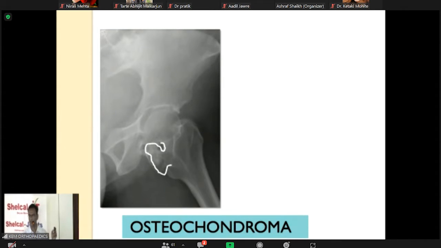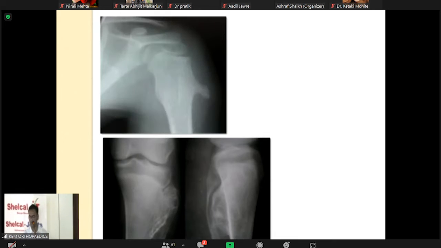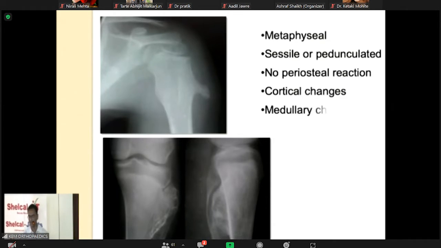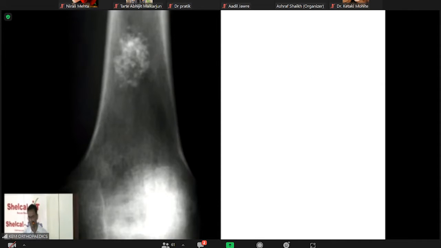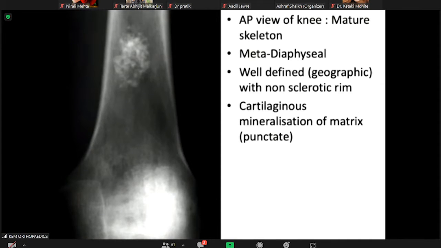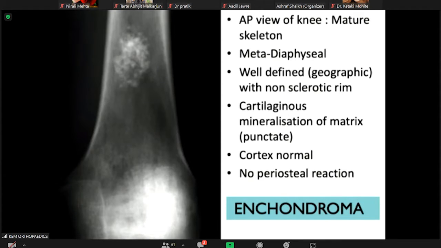So this is how your osteochondroma looks. Metaphyseal, sessile or pedunculated, no periosteal reaction. I'm not hurrying up where there is not that much. So this is again how an enchondroma, the cartilaginous lesion in the diaphysis, looks. Cartilaginous punctate sort of calcifications are seen in the diaphyseal area. Absolutely preserved cortex, no periosteal reaction. Sometimes it is not there, you should tell. So that gives you a better way of explaining the lesions.